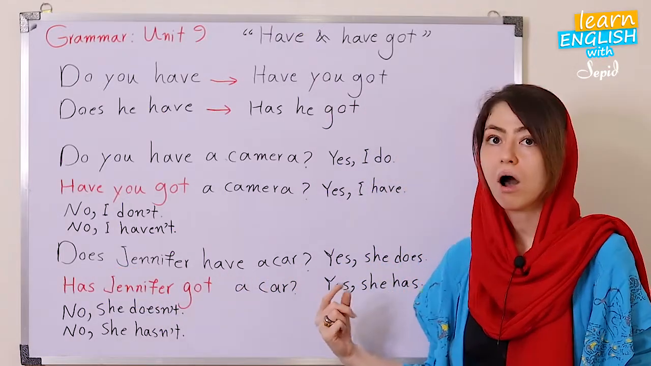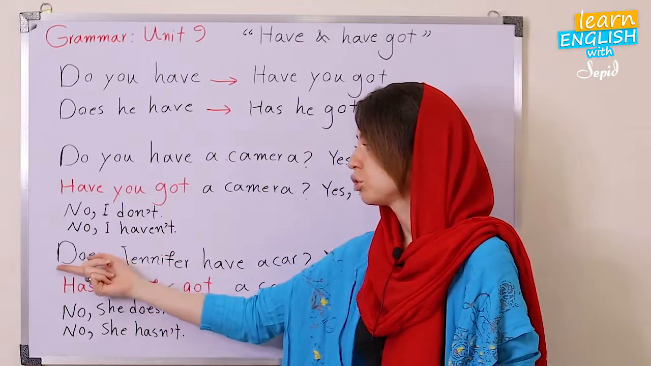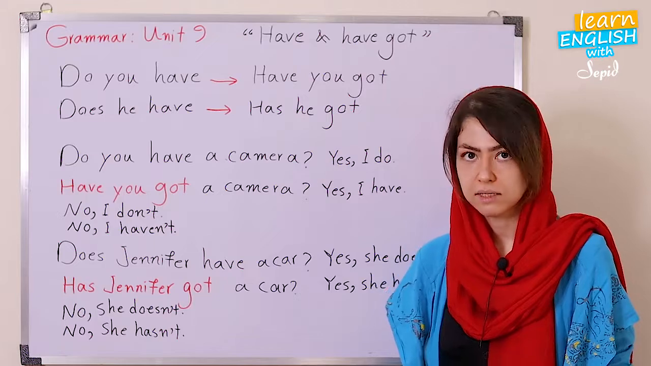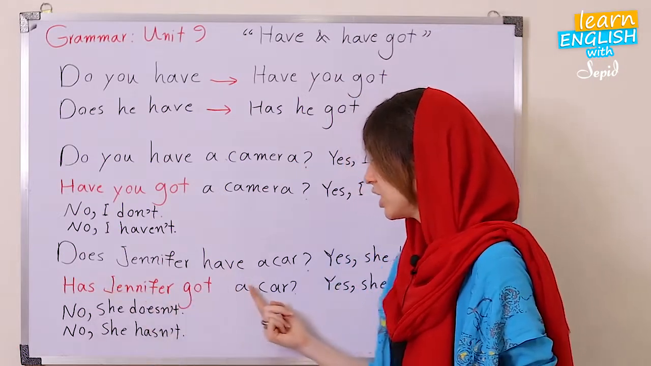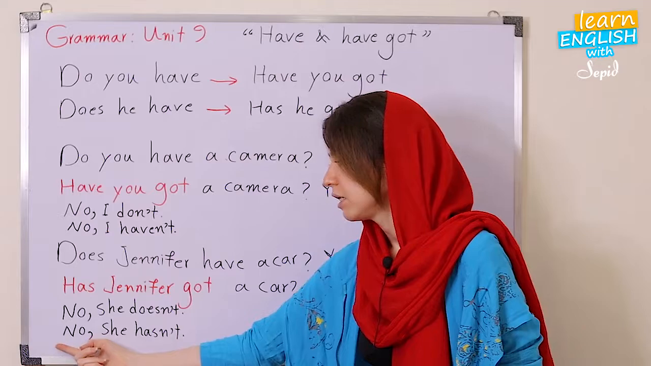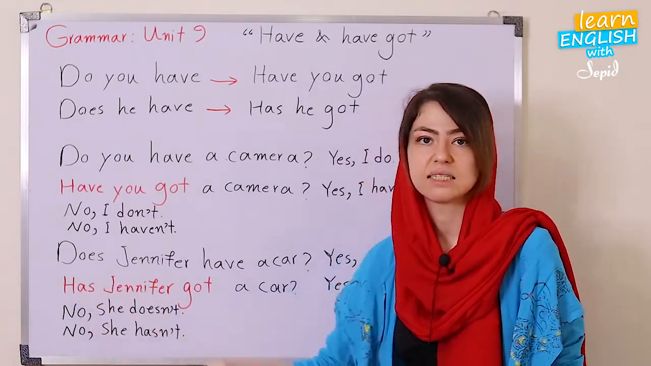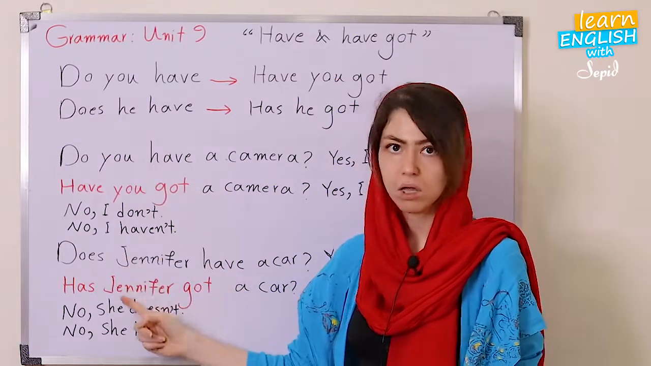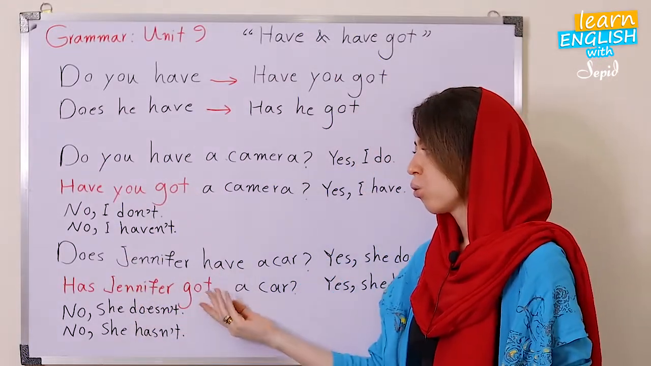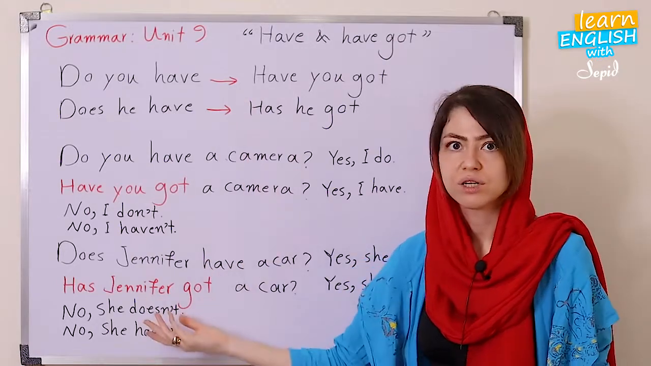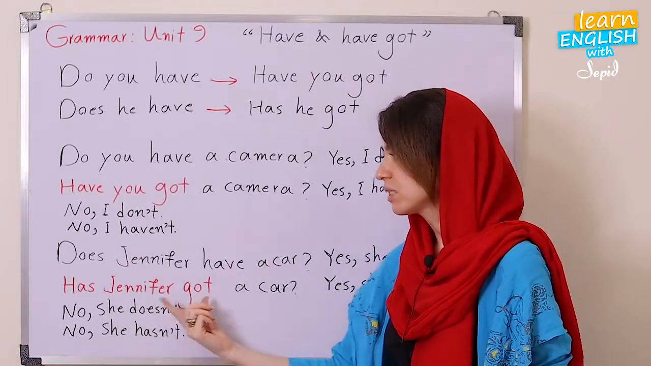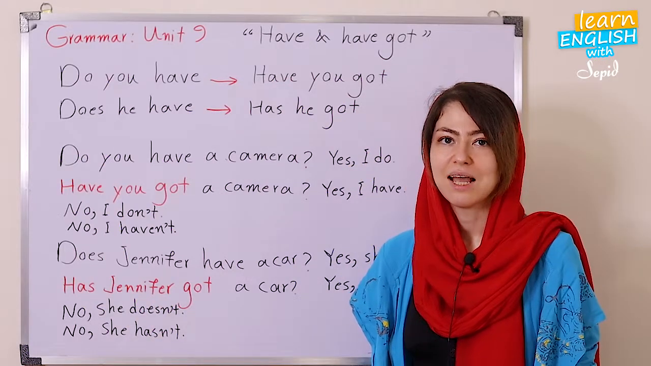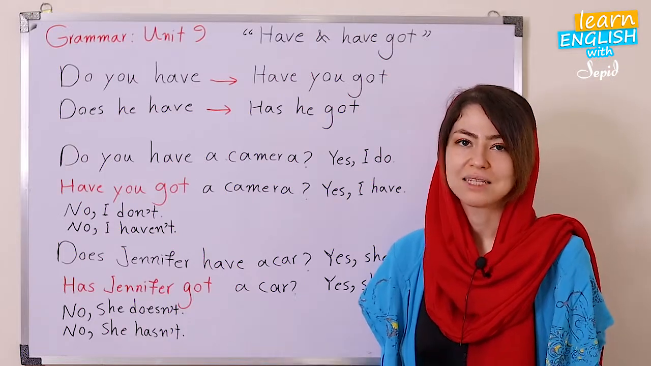Does Jennifer have a car? If we want to make it a negative form, we should use does and add not. No, she doesn't. Now here, has Jennifer got a car? No, she hasn't. Pay attention, these two question forms are the same. You can just use whatever alternative you like. And notice that British people use this one more. So that's the case. Now, let's go to the practice part.